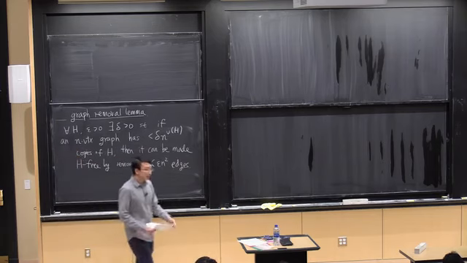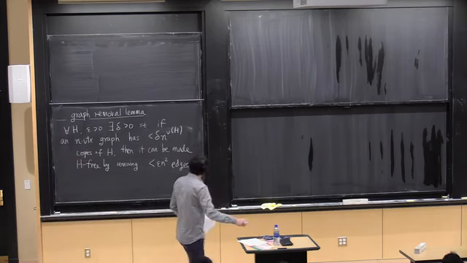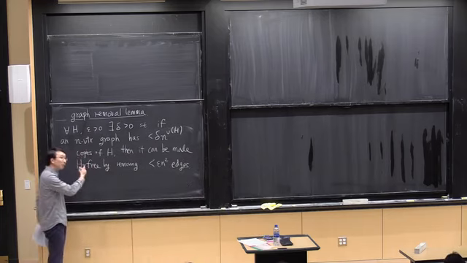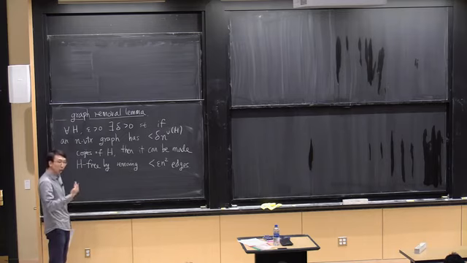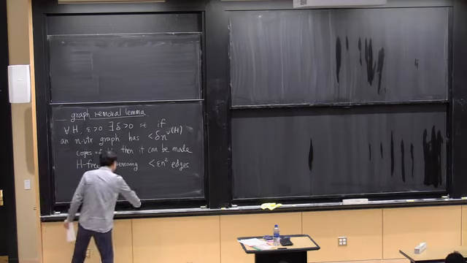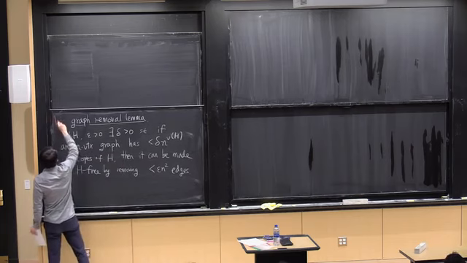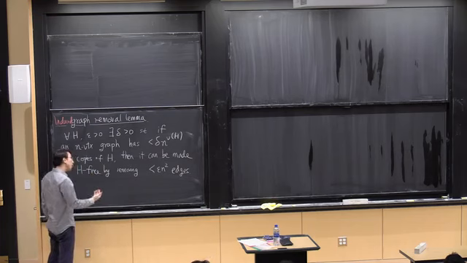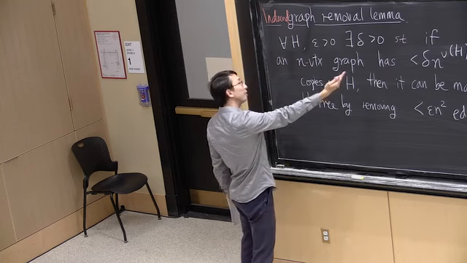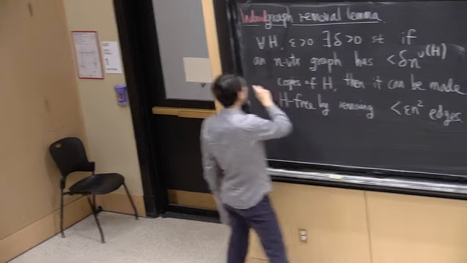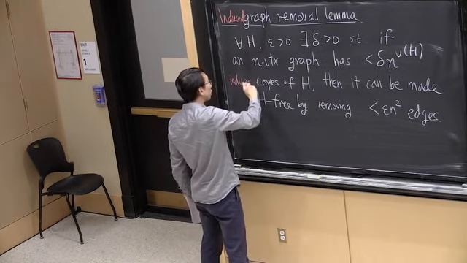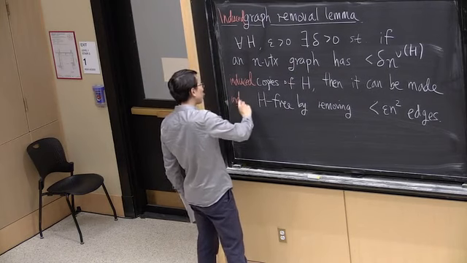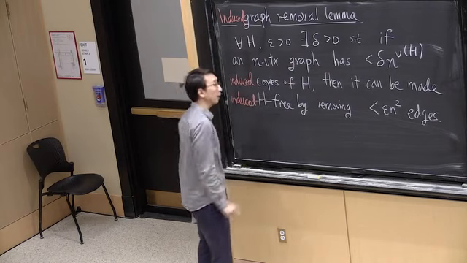What I would like to discuss today is a variant of this result where instead of considering copies of H, we're now considering induced copies of H. So this is the induced graph removal lemma, where the only difference is that the hypothesis is now changed to induced copies of H, and the conclusion is that you can make the graph induced H-free.